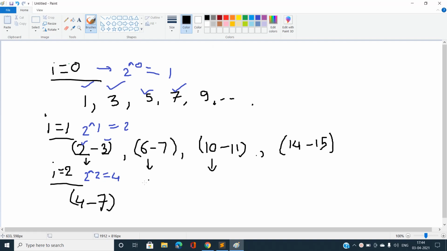Okay, and again, if we have done with 4 to 7, I need to step forward by 2 power i plus 1, that is I must go to 12, and it will go up to 15, and similarly it will go to 20 and up to 23, and so on. Okay, if I'm going to ask what would be for i equal to 3, it will start from 2 power 3, that is 8, and go for length 8, that is 8 to 15.